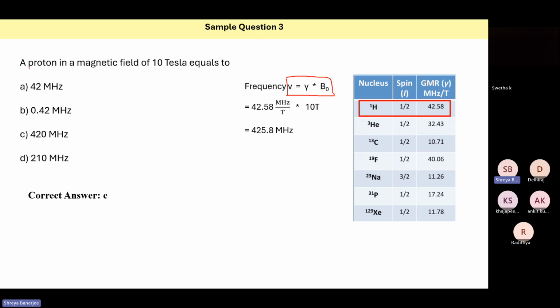So here the question mentions proton. Proton gyromagnetic ratio is 42.58 and B0 mentioned is 10 Tesla. So if you replace that, the Tesla will cancel out and you will get around 425.8 megahertz. And the option that is closest to this is 420 megahertz. So the correct answer is C. So you can just remember this formula and the gyromagnetic ratio of some of the common nuclei like 1H, 13C. Then you will be able to solve this kind of question.